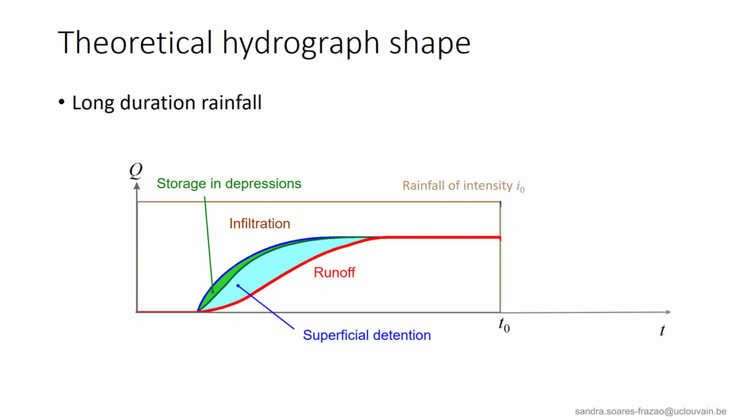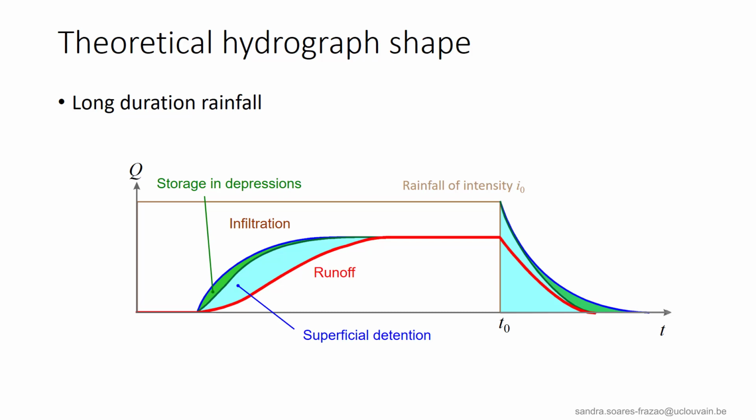At the beginning of the rain, all the water infiltrates in the ground. Then, infiltration reduces, the depressions in the terrain are filled with water, and the runoff progressively starts. The red line indicates the evolution in time of the runoff discharge.